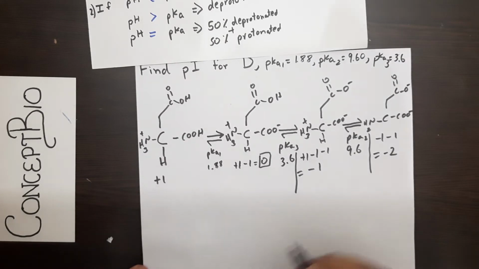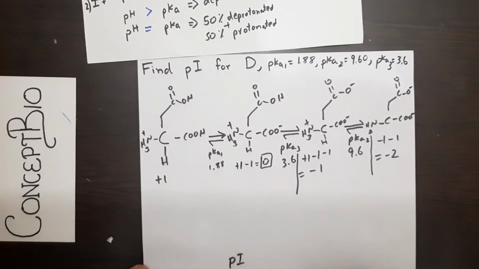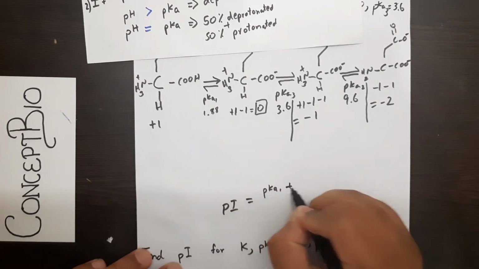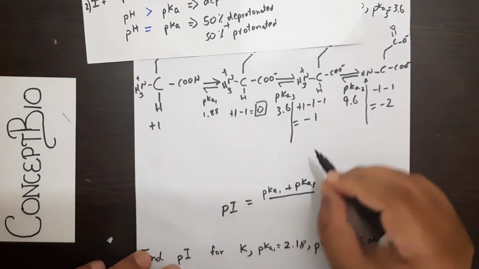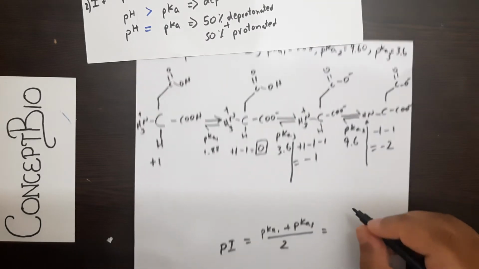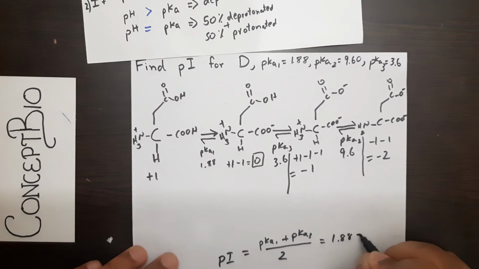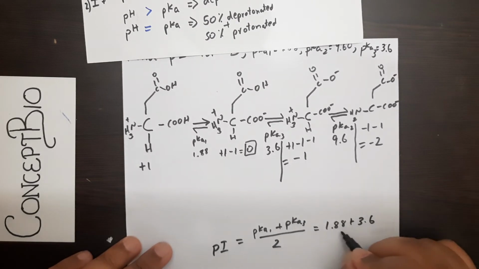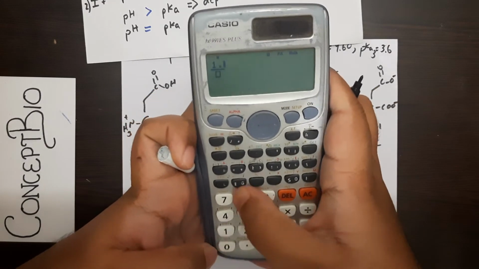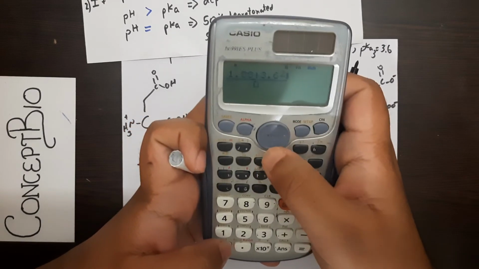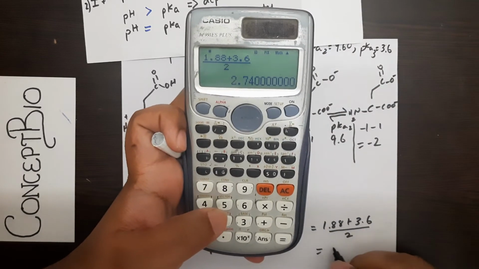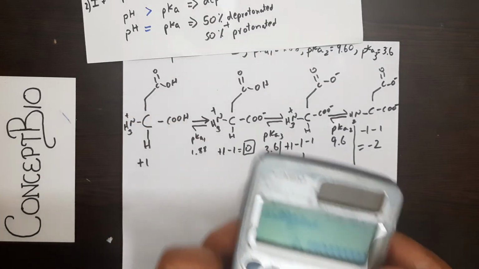So now if you're looking at your pI calculations, we will be taking pKa1 plus pKa3. Remember, it's pKa3 here because it's the one before and after the Zwitter ion state. And then dividing it by 2 as it's the formula. So the value will be 1.88 plus 3.6 divided by 2, that will give you a value of 2.74. And this is the isoelectric point for aspartic acid.